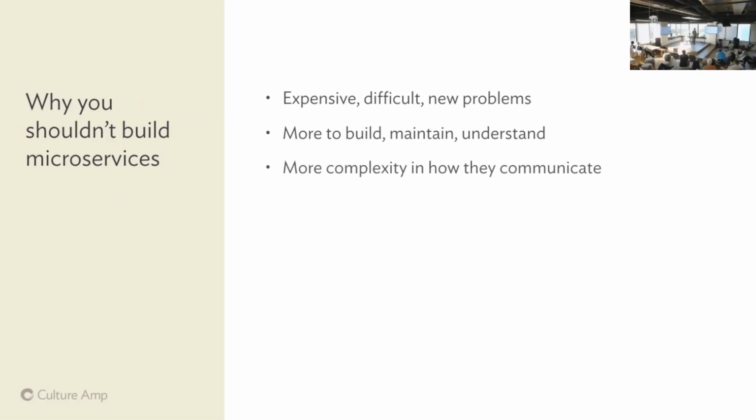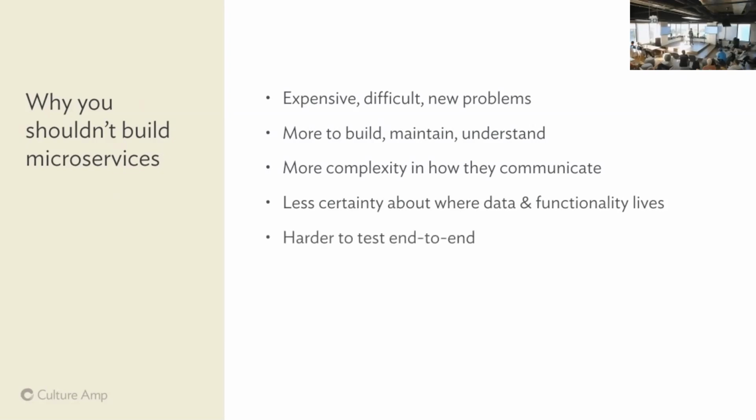There's a lot more complexity in how they communicate. You end up with a lot of them, and they need to talk to each other and share data, and that gets difficult. And you end up less certain about where your data and where your functionality actually lives, which can make day-to-day building of features kind of difficult. A microservice architecture is much harder to test end to end. You can't just fire up your Rails RSpec or Cucumber tests and assert that your system's working. There's a lot in the interconnection between all the services.